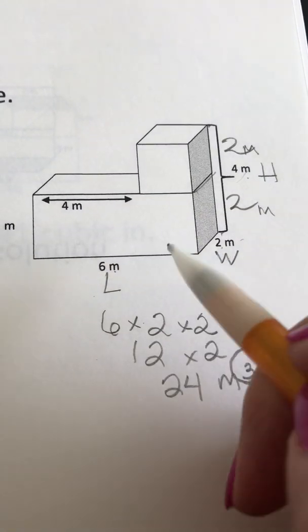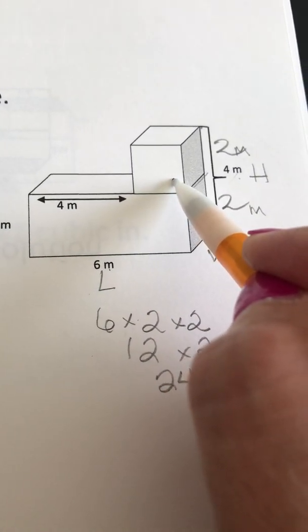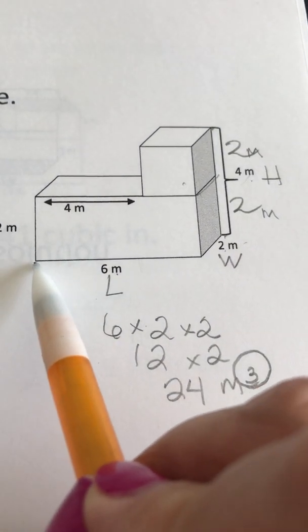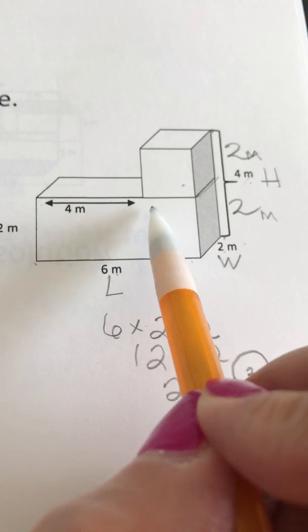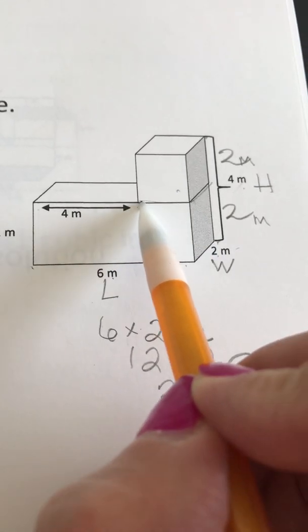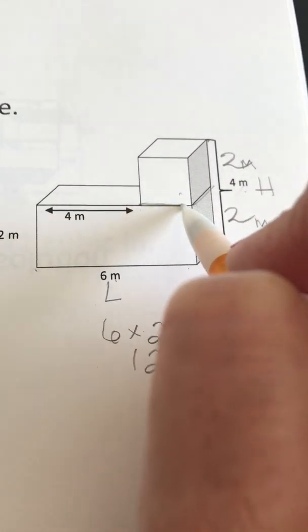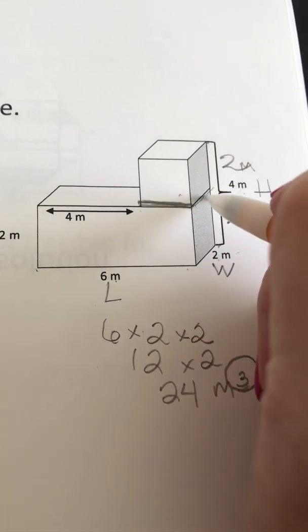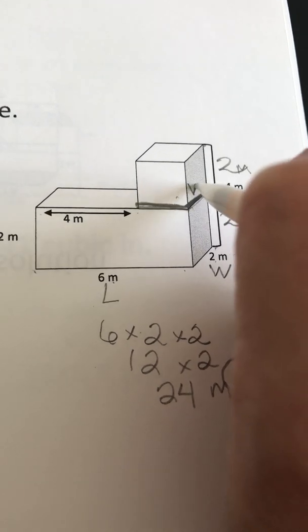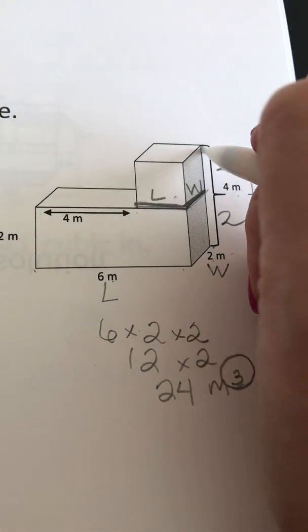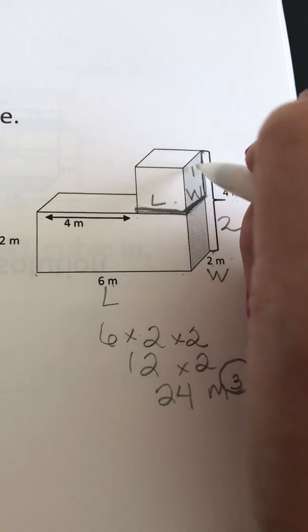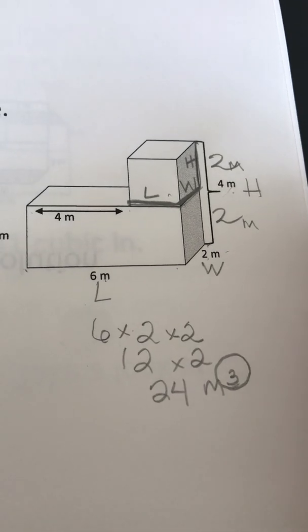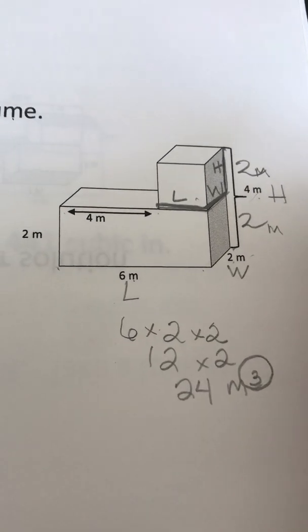Now let's look at the top box. Now here's a trick. From here to here is 6. From here to here is 4. But we need to know this much of the box. They didn't label that for us. So we need to know that. Look at this for the width. And this much we already said was 2 for the height. So think about what is the length for that top box.